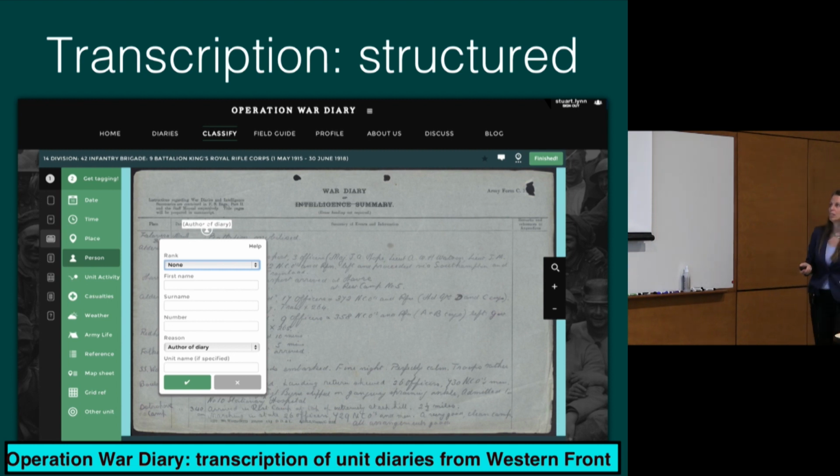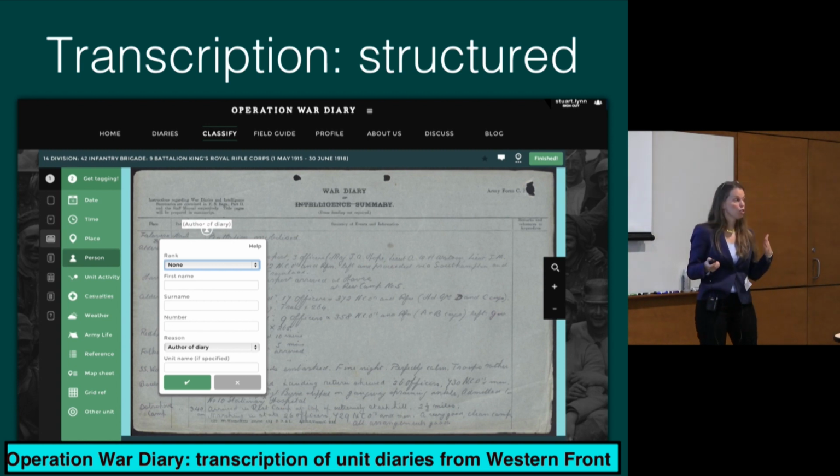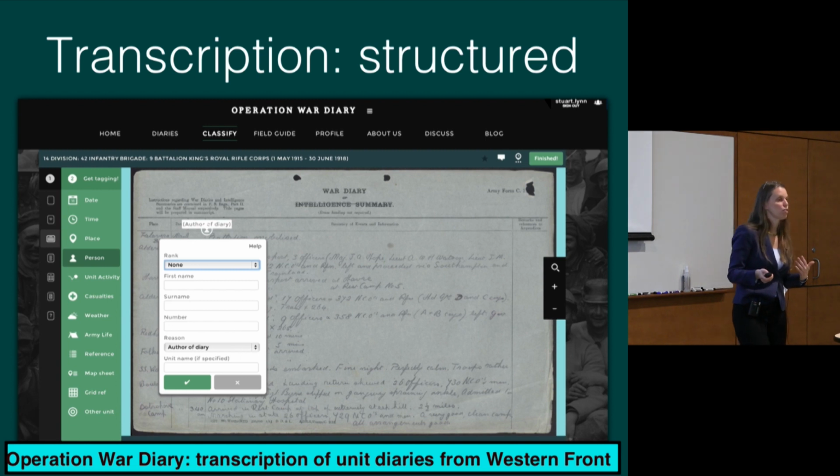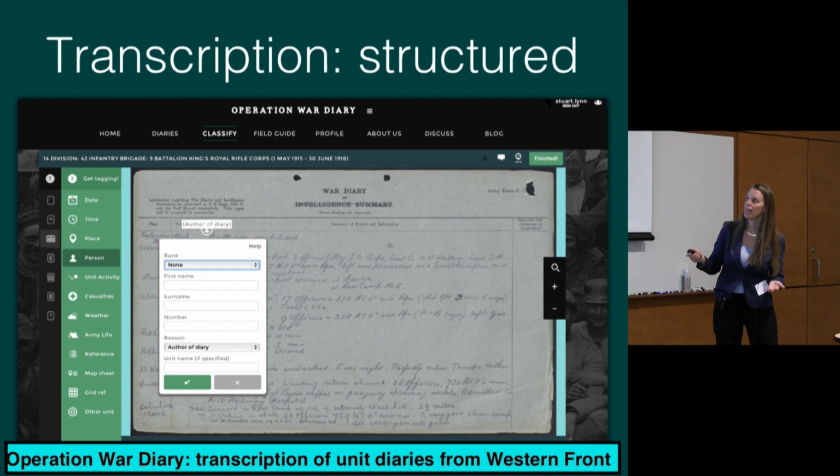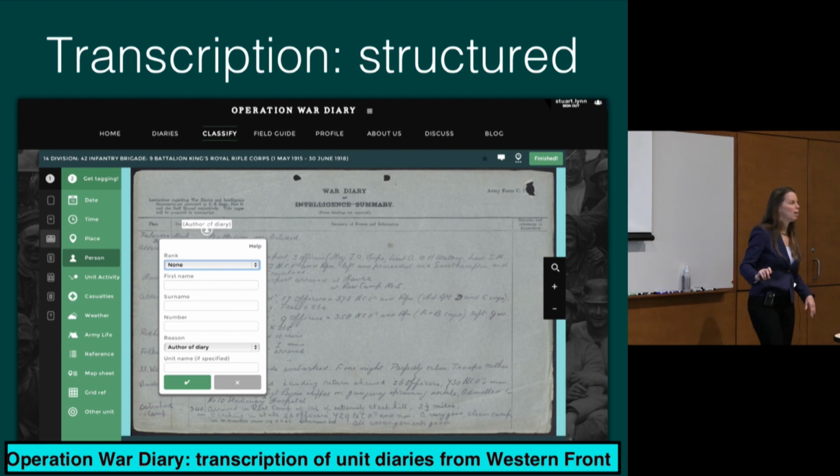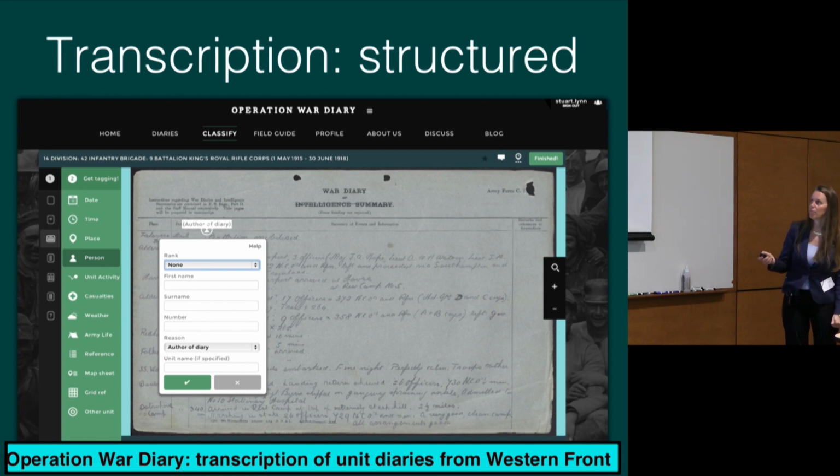You can, again, combine that with a decision tree if you want to ask questions about the measurements, or potentially annotation as well. All right, so then we have transcriptions, which are structured. So this is the Operation War Diary. These are officers' logs from World War I on the Western Front. And here we ask the public to fill in structured data from the logs. So it's not a full text transcription. They're reading the text and finding the information on the page that will then make it searchable and indexable later.